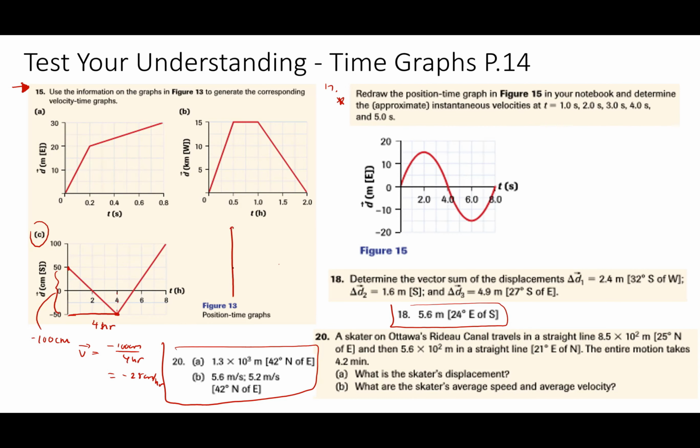Now, if you looked at constructing a velocity time graph, let's say that we kept the direction the same, and this is going south. Because it's a negatively sloping line, the object is moving north. So because we have a negatively sloping line and the object is moving north, the velocity should appear down here. And this value here would be negative 25, right?